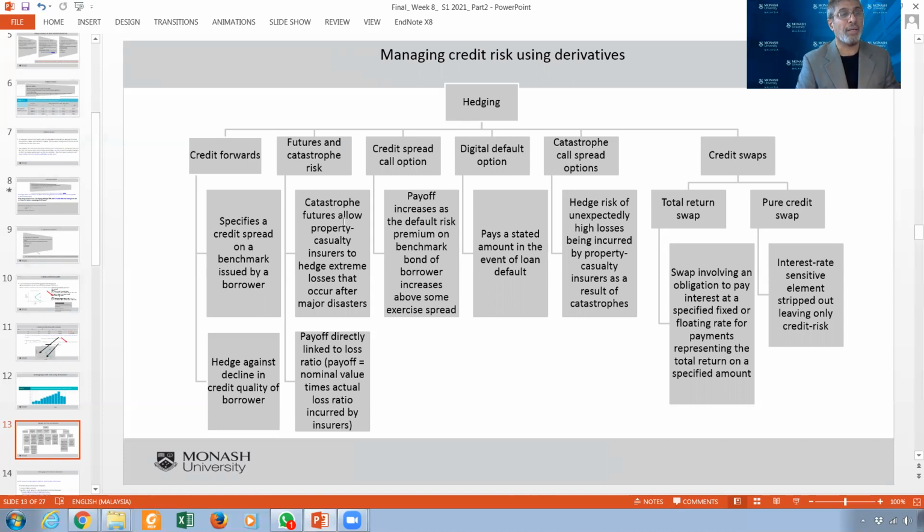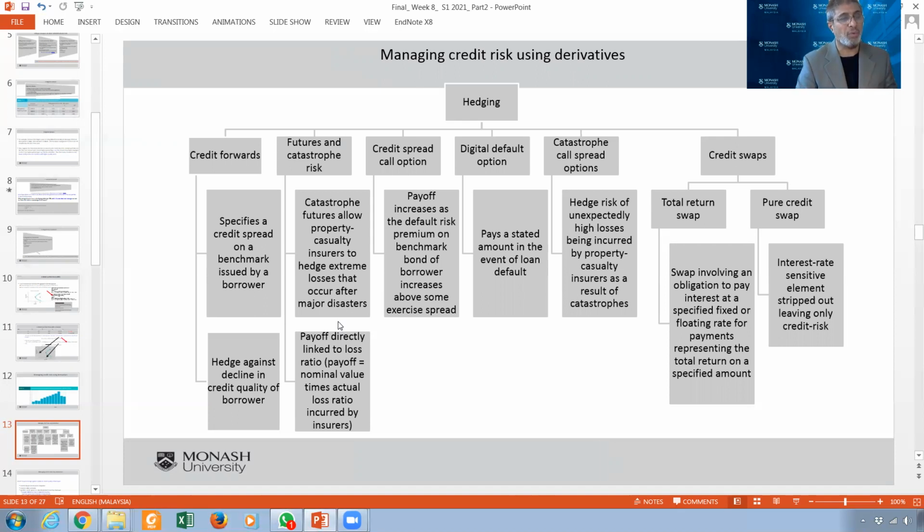Futures on catastrophic risk, this is just like an insurance. Catastrophic futures allow property casualty insurers to hedge extreme losses that occur after a major disaster. So, for example, we have those hurricanes in the United States. I know so many cases of them. If your house goes, they will compensate you fully for your house, and then you can go and buy a new house.